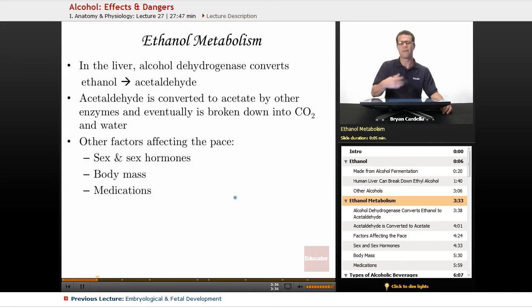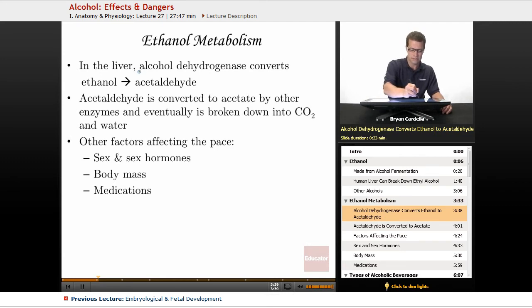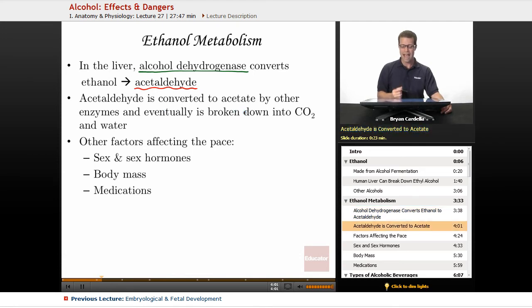So how is ethanol metabolized? How is it broken down in the liver? Well, alcohol dehydrogenase is the main player. This is the enzyme that starts to break apart ethanol. So initially, alcohol dehydrogenase in the liver converts ethanol into acetaldehyde. And you're going to hear more about acetaldehyde later on in this lesson related to hangovers. Acetaldehyde is converted to acetate by other enzymes. And eventually it's broken down into CO2 and water.